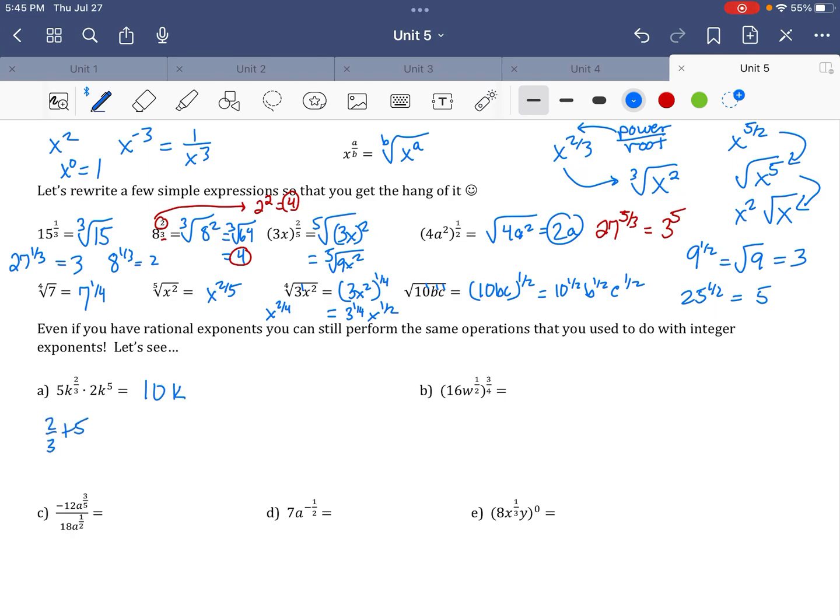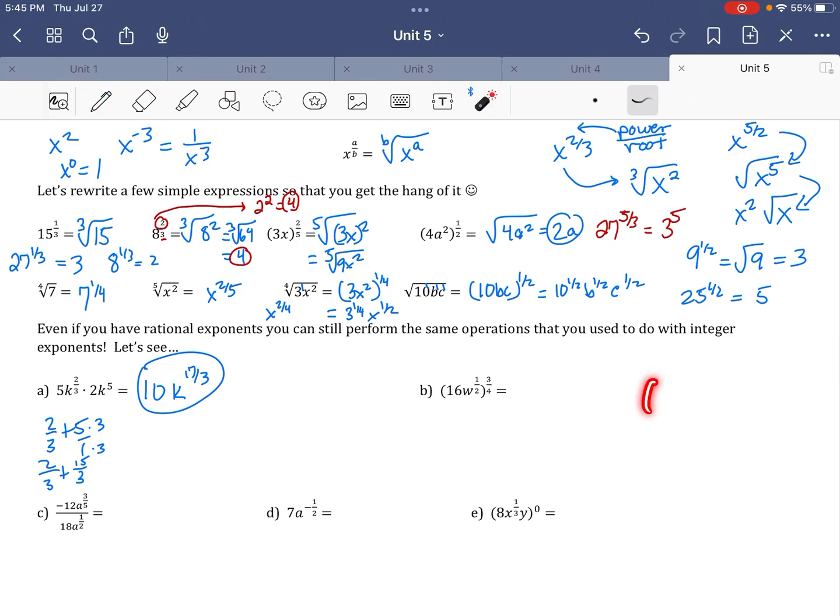K to the, now I've got to do 2/3 plus 5. Okay, so I need a common denominator. That would be a 3 down here. And 1 times 3, 5 times 3, so 15/3 is 5. So I get 17/3. It's the same steps, it's just a little bit more annoying.